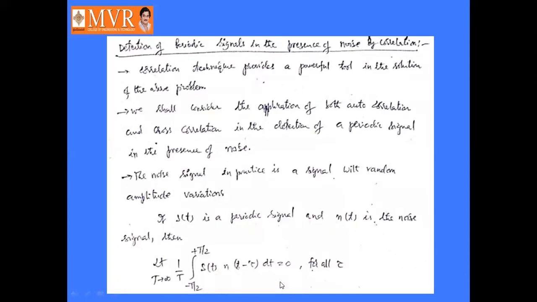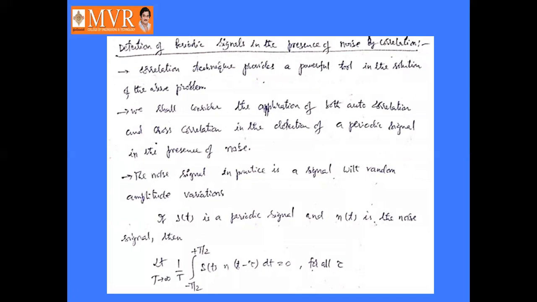Next we'll see the detection of periodic signals in the presence of noise by correlation. How to detect the periodic signals even though noise is present, by correlation. Using correlation, we can detect the periodic signals, including noise. Correlation technique provides a powerful tool in the solution of the above problem. So using correlation, we can detect the periodic signal in the presence of noise also.